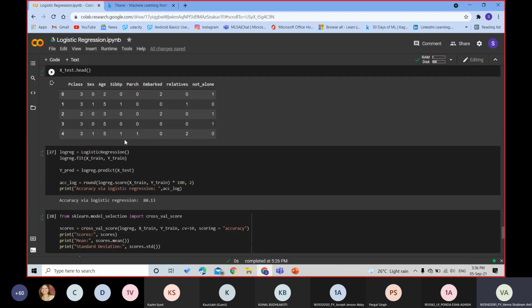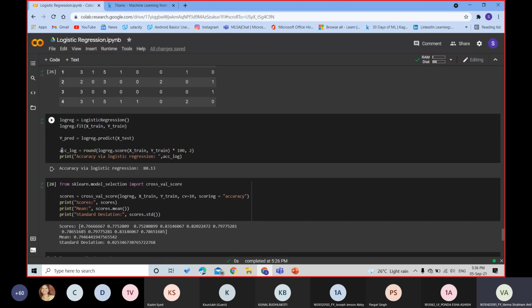We used the sklearn library, which gave us logistic regression directly. We fit our model on x train and y train, and after that we found the accuracy of our model. We got 80.1. The accuracy of the model is 80.1%. So we were able to detect 80% correctly whether the person will survive or not.